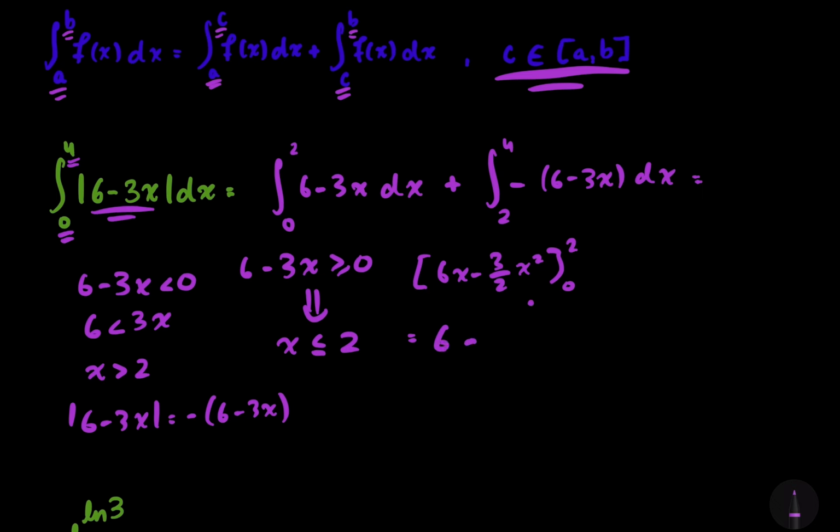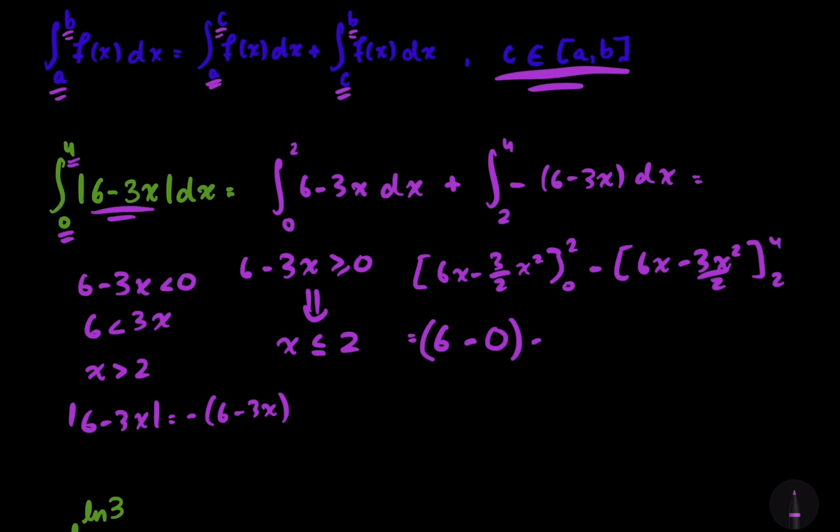And then when we evaluate this at 0, it becomes 0, so that just disappears. We get 6 minus 0. And then over here, we can remove this negative sign, and it'll become the integral of 6x minus 3x squared over 2 from 2 to 4. And then right over here, we're subtracting.